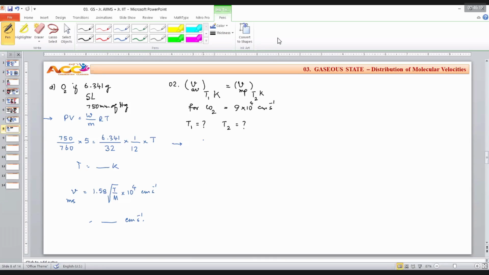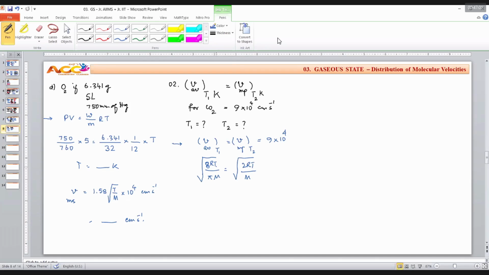Now, how to proceed? First of all, average velocity at T1 kelvins is equal to MP velocity at T2 kelvins is equal to 9 into 10 power 4. ठीक है, ये हो गया अंडर रूट 8 RT by pi M, राइट? रूट नीचे से लाना है पूरा, and this is equal to what was that? Under root 2 RT by M, 2 RT by M.